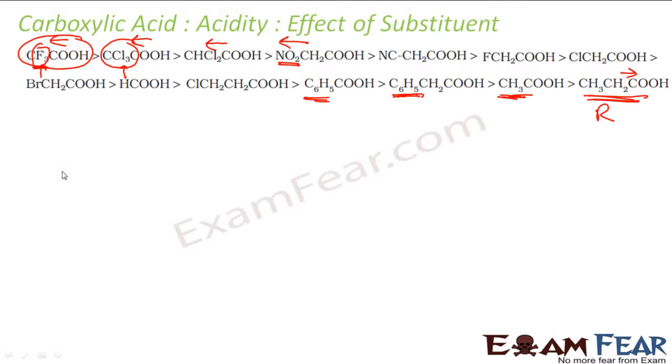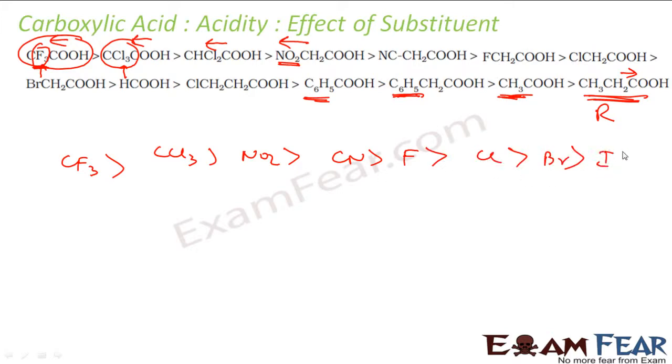Correct? So if you see the acidity, CF3 is the maximum electron withdrawing group, and then I think it's CCl3, and maybe nitro group is also electron withdrawing group. CN is also electron withdrawing group, right? Fluorine is also electron withdrawing group. Chlorine, bromine, iodine also electron withdrawing groups. Phenyl is also electron withdrawing group, and this R is electron releasing group. So you have to remember the order of electron withdrawing groups, and then we can easily find the strength of a carboxylic acid. Thank you.